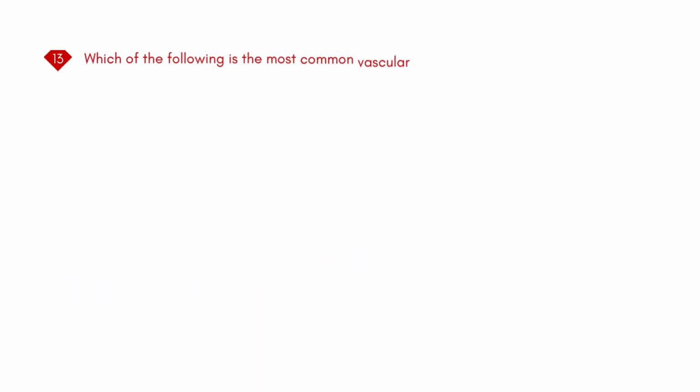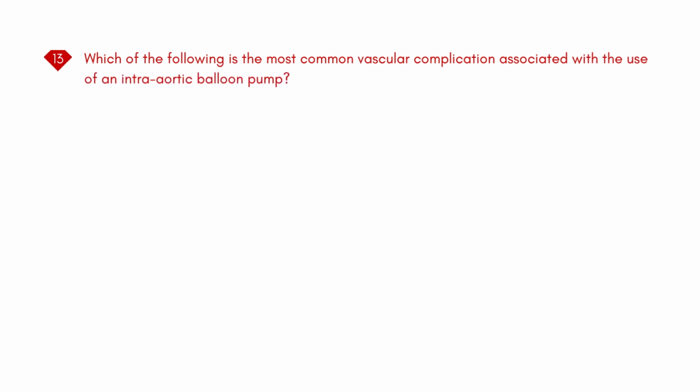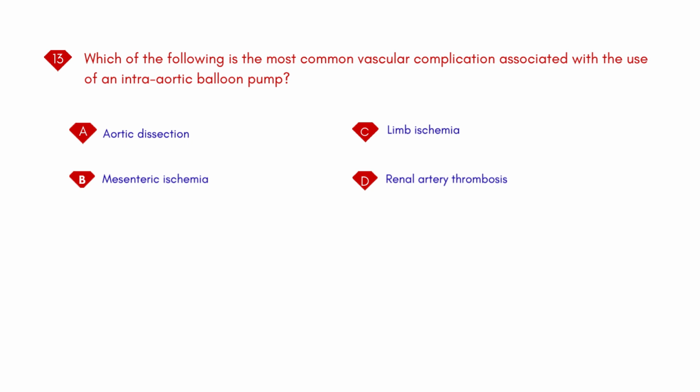Which of the following is the most common vascular complication associated with the use of an intra-aortic balloon pump? A. Aortic dissection. B. Mesenteric ischemia. C. Limb ischemia. D. Renal artery thrombosis.